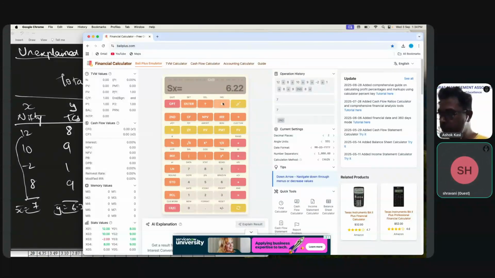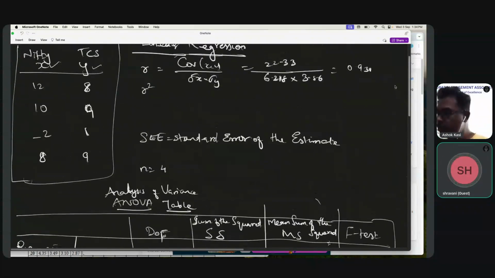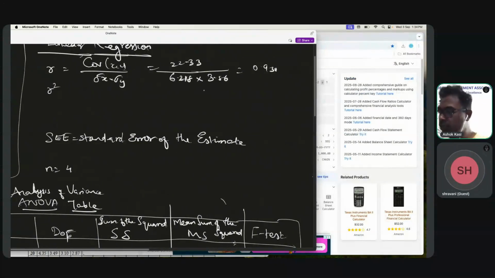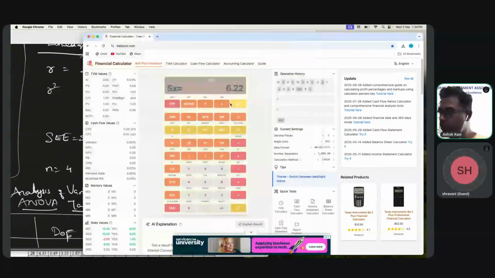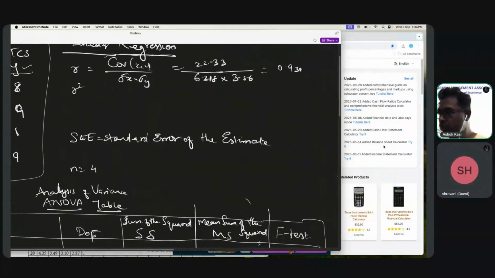Then standard deviation of x is 6.22. Did we get 6.22? Yes, sir. Acha, 6.218. Yes, standard deviation is 6.218, which is fine. Then this is population standard deviation, we don't require. Y bar is 6.75, also correct only, right? Yeah, that is also fine.